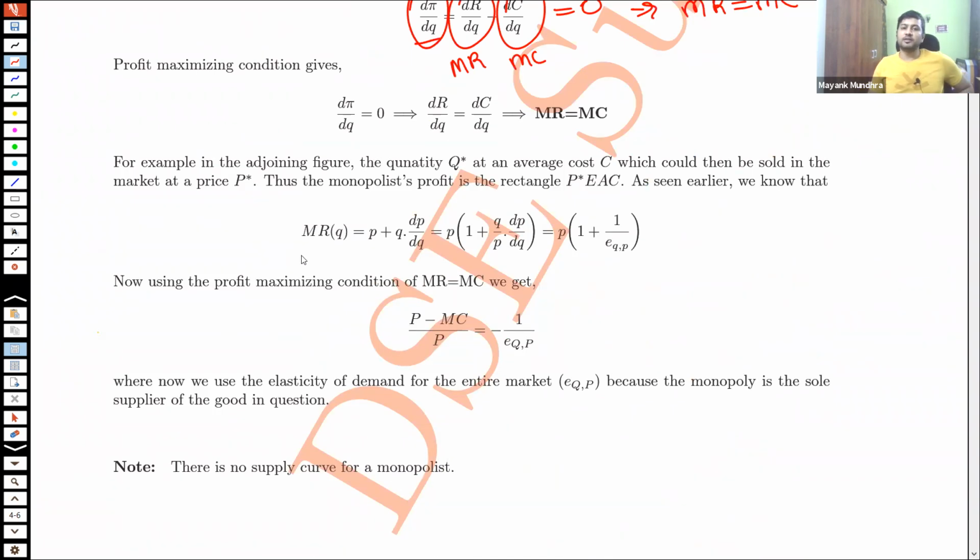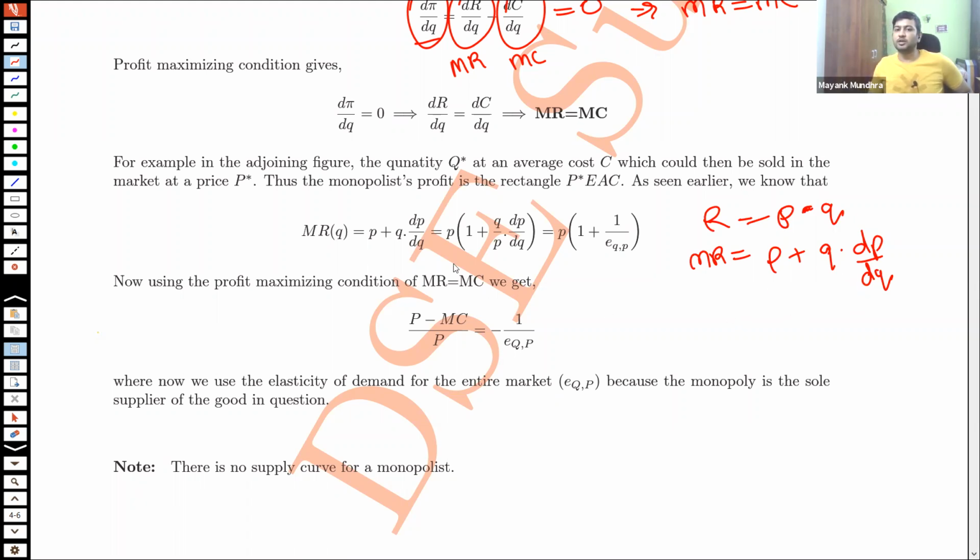Coming back, marginal revenue is equal to marginal cost. So I want a relationship between elasticity and marginal revenue, which I had from a previous situation. Revenue is equal to P into Q. When I differentiate with respect to Q, I get marginal revenue equal to P plus Q times dP by dQ. Right? Because price and quantity are no longer independent. Price and quantities are dependent in case of a monopolist.